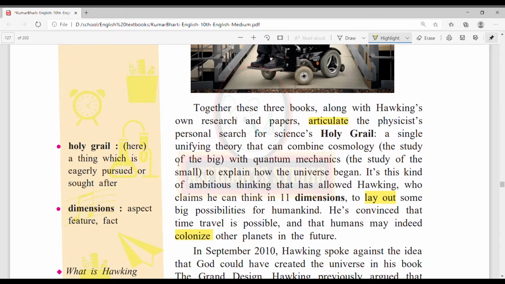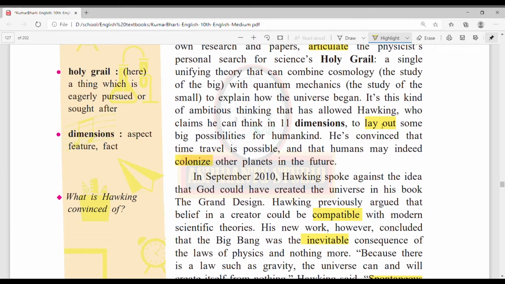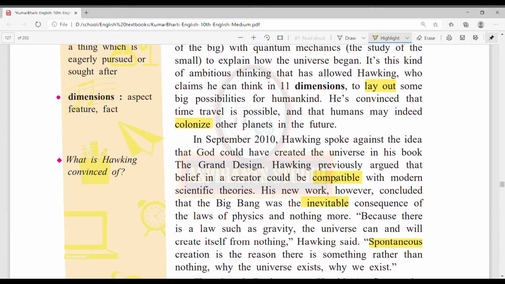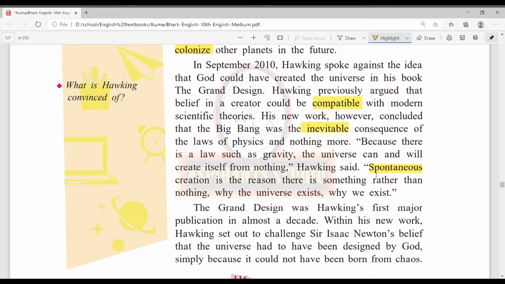Here, articulate means to express very clearly and fluently. Holy Grail means a thing which is eagerly pursued or sought after. Layout means to outline. Colonize means settle as a colony. Compatible means matched. Inevitable means unavoidable. Spontaneous means self-generated or natural.